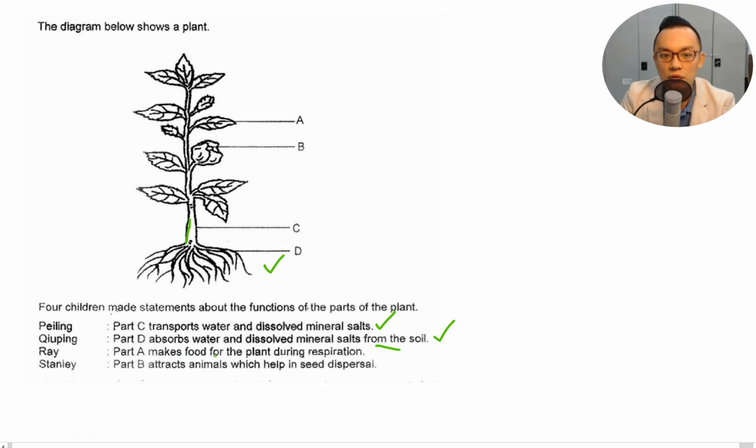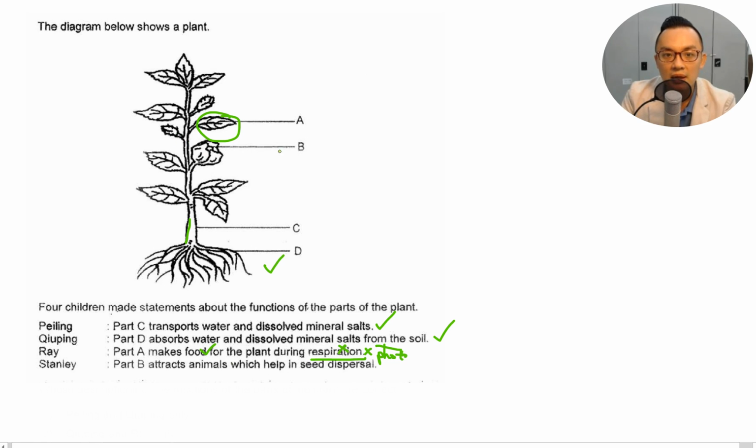The roots absorb water and mineral salts from the soil. Part A makes food for the plant during respiration. Okay, just from this word, I don't have to look at the part, this is wrong already. It's during photosynthesis. Let's look at part A. Yes, part A makes food for the plant, but it's not during respiration, it's during photosynthesis.